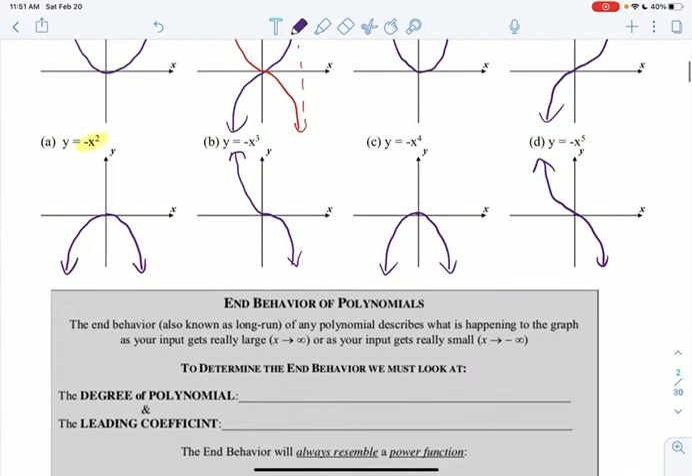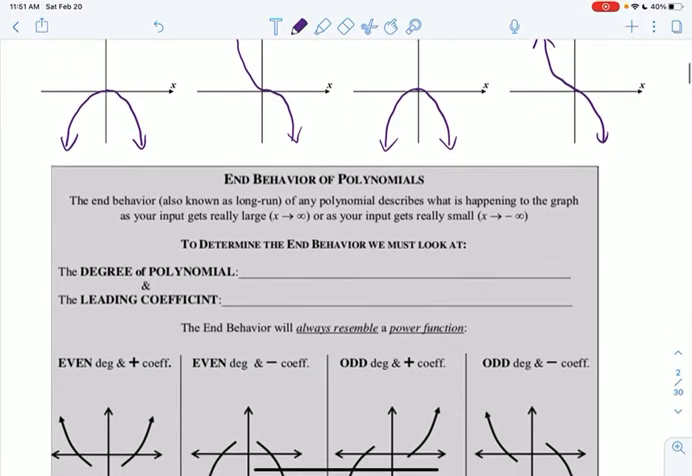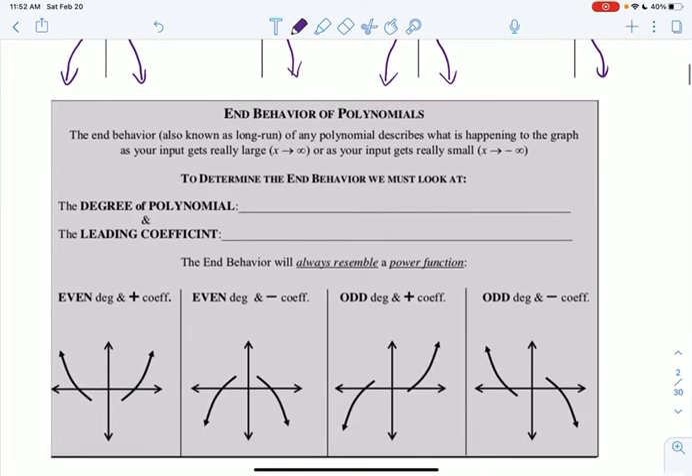All right, so when I'm drawing these sketches, I'm really talking about the end behavior of the polynomials. The end behavior, also known as the long run of any polynomial, describes what's happening to the graph as your input is getting really large, as it's approaching infinity, and as your input gets really small, as it's approaching negative infinity.